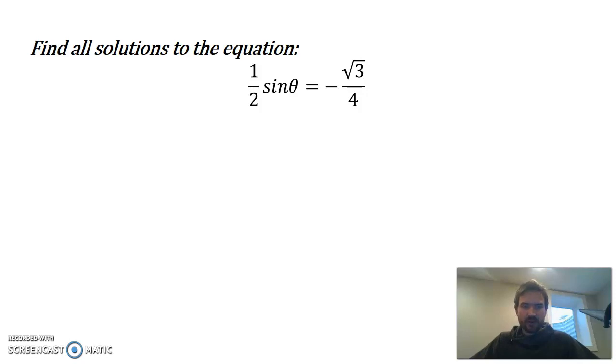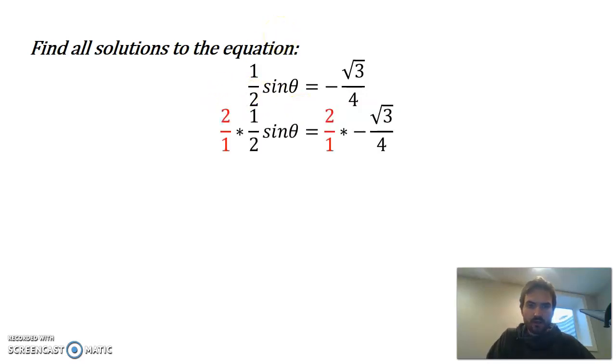The first problem we're going to look at, we're trying to find all solutions to the equation 1/2 sine theta is equal to negative square root of 3 over 4. When starting these problems, the first thing we want to do is get our trig function by itself on one side of the equation. So we're going to multiply both sides by 2, which cancels out the 1/2 and gets sine theta by itself. Combining these, we get sine theta equals negative square root of 3 over 2.